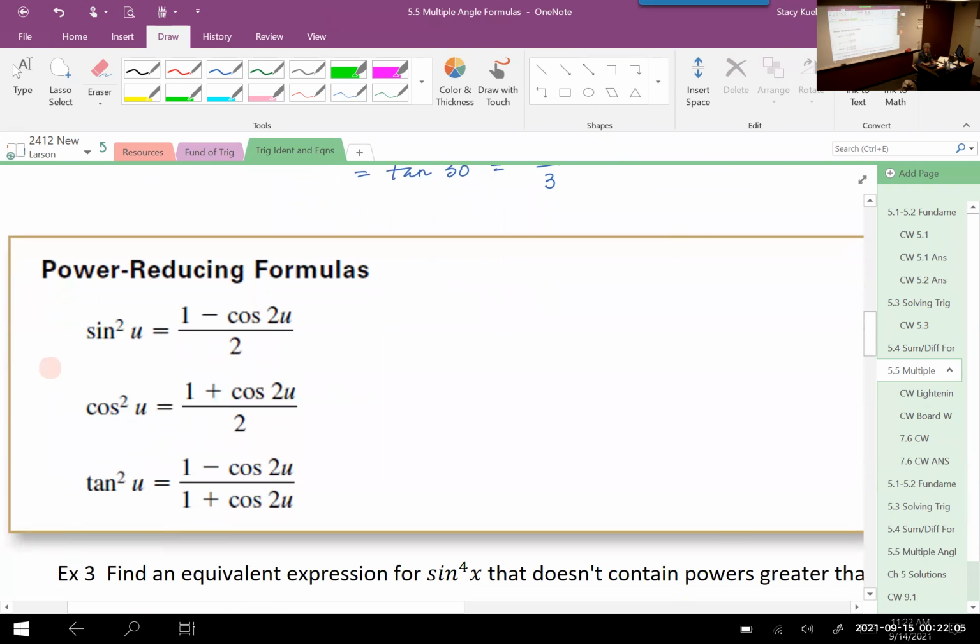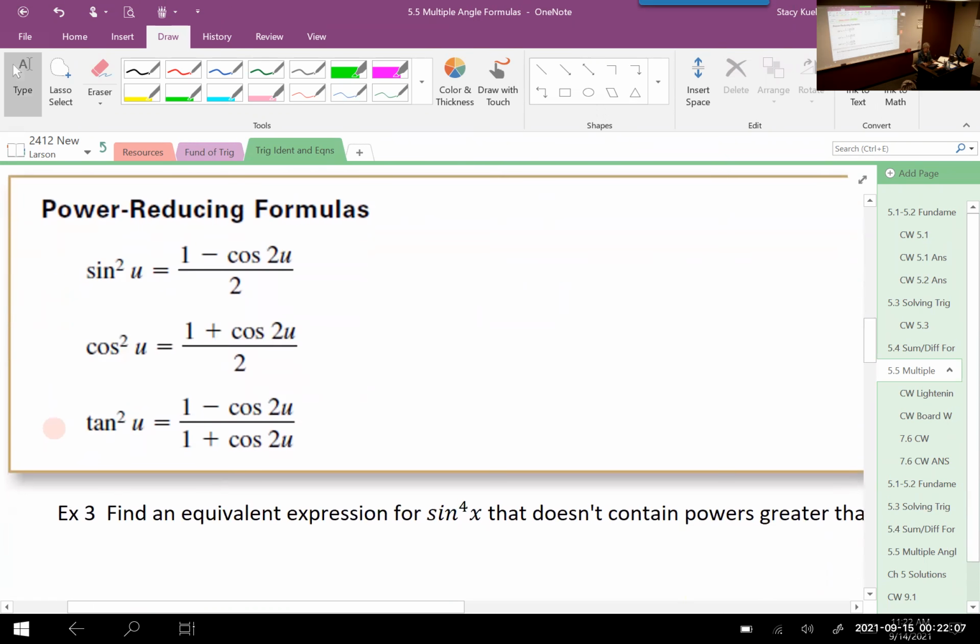Okay, here we have the power reducing formulas. So we're taking something that is raised to the second power in this particular case and rewriting it to a power of 1. So sine squared u is equal to 1 minus cosine 2u over 2, and so forth.